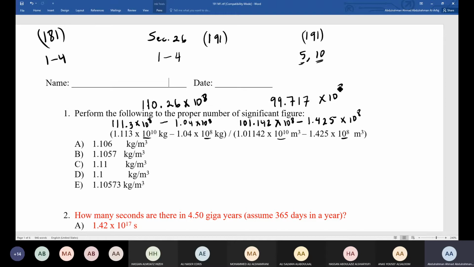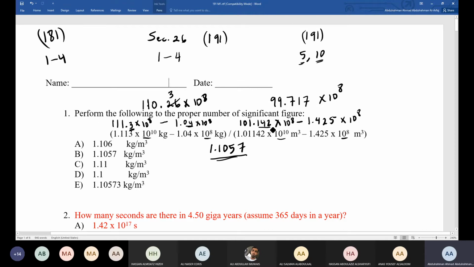Divide that number by that number. What are you going to get? 1.1057. Very good. Now, after we do the calculation, I will go back. This one has how many numbers after the decimal? Only 1. This one has 2. This should be only 1, so this should be 3. And this way, this becomes 4 significant figures.